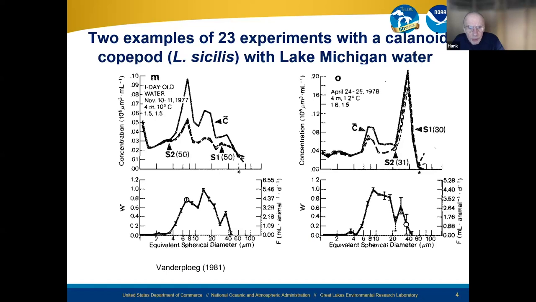The early experiments involved looking at natural seston in lake water, such as these experiments from Lake Michigan. We looked at the equivalent spherical diameter of particles using a Coulter counter, and looked at concentrations in control containers and then after the zooplankton fed on them for 24 hours. These two experiments are interesting in that you have a peak in the particle size spectrum at 7 micrometers as opposed to 35 micrometers here, yet the W prime curves are remarkably similar. Next slide.